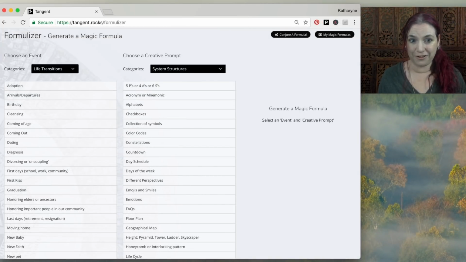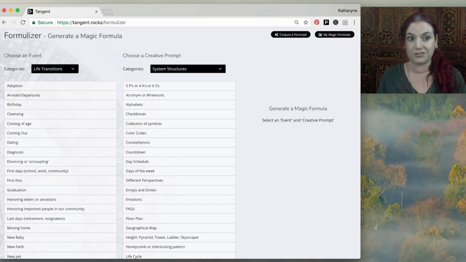So let's get rolling with this and generate some magic formulas. I'm going to use the randomizer. There is a completely random tool in here for generating magic formulas. And you can use this two ways. If you don't like the suggestions that come up, that's fine. You can just click again until you find one that you do like.